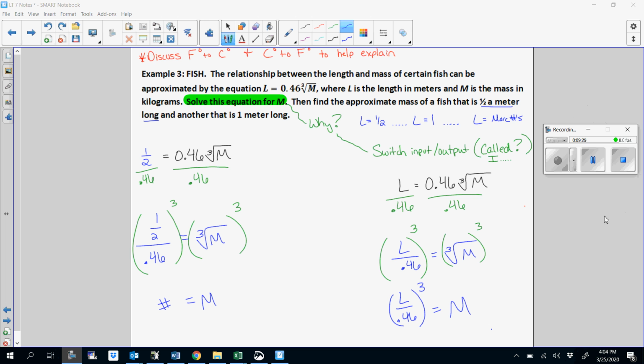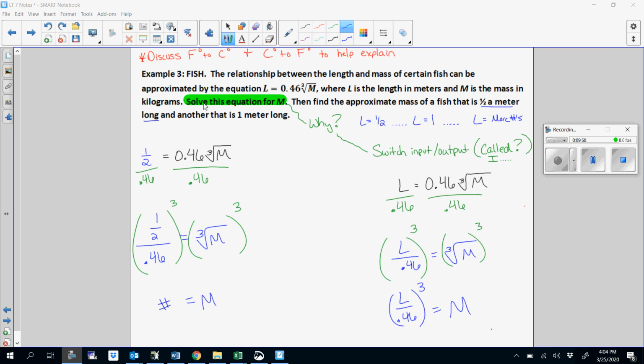Okay, so there's a lot of work on the screen now, but the first question was to find the approximate mass, find the M, when the fish is 1/2 meter long. So you put a half in for the L. To find that M, you need to divide by 0.46, and then you need to take whatever that number is and cube it, because it says cube root of M is equal to that number. So you need to cube both sides. So the M is equal to whatever that is cubed.